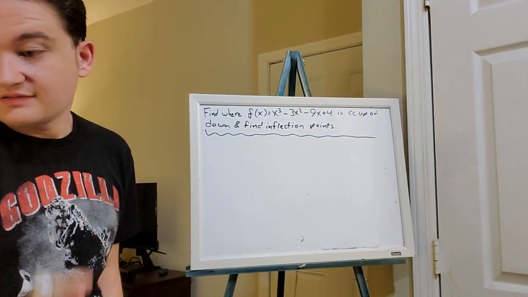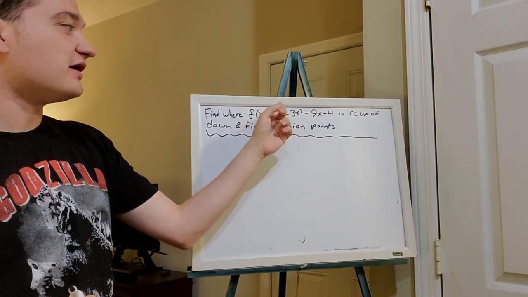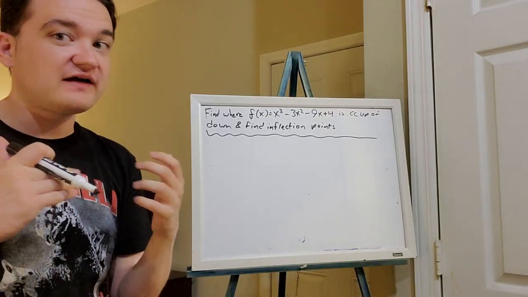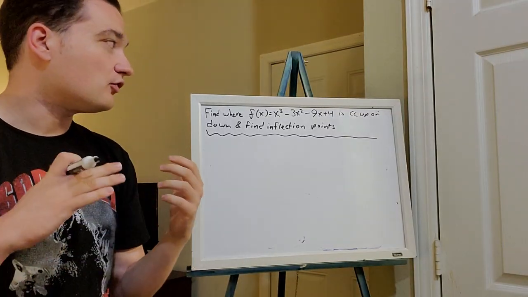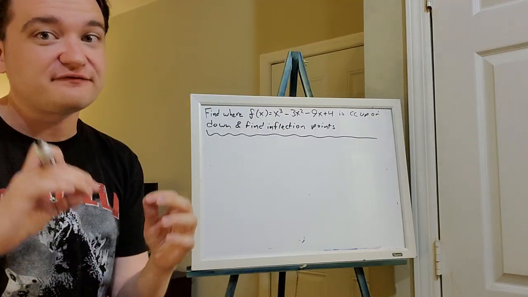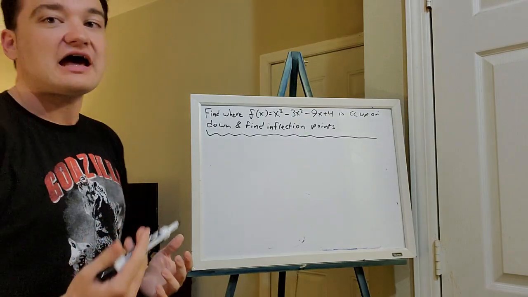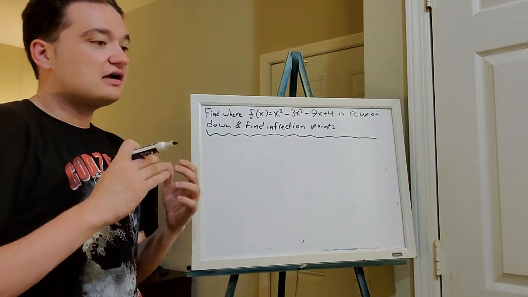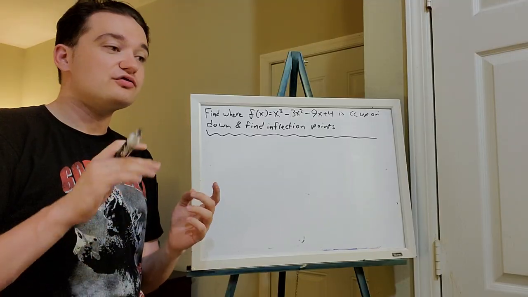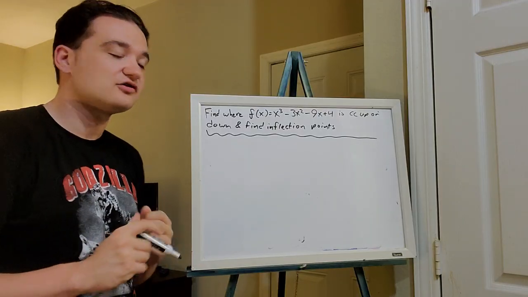Okay. Another problem. This one's a little different. We're given a function, x cubed minus 3x squared minus 9x plus 4. What do we want to do? We want to find where this is concave up or concave down, and we want to find the inflection points. We want to find those places where the concavity changes. How do we do that? Well, increasing and decreasing is a first derivative thing, right? So concavity is a second derivative thing. We start with finding the second derivative.